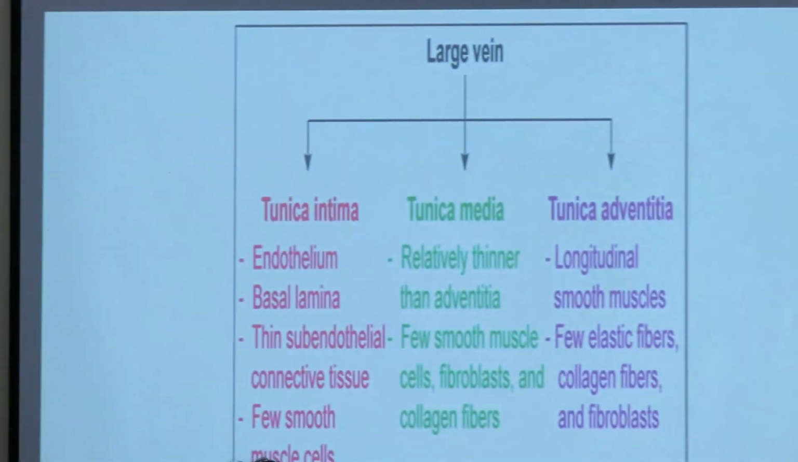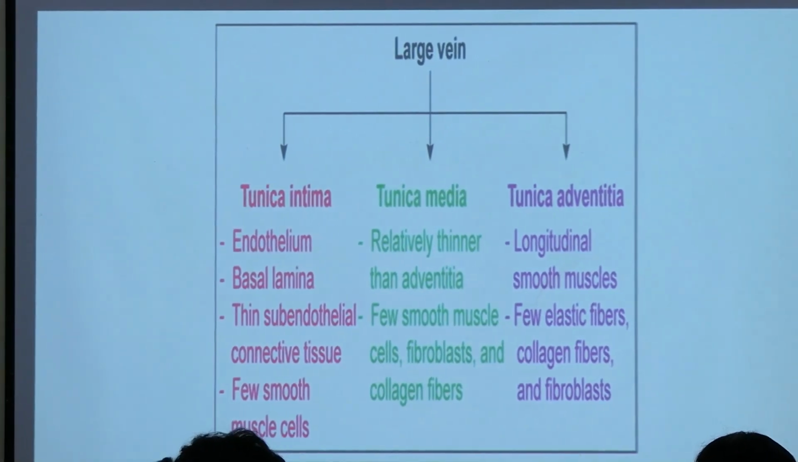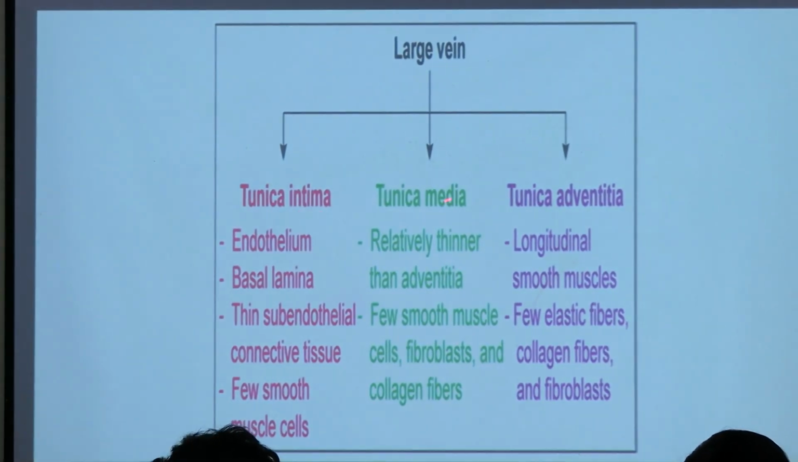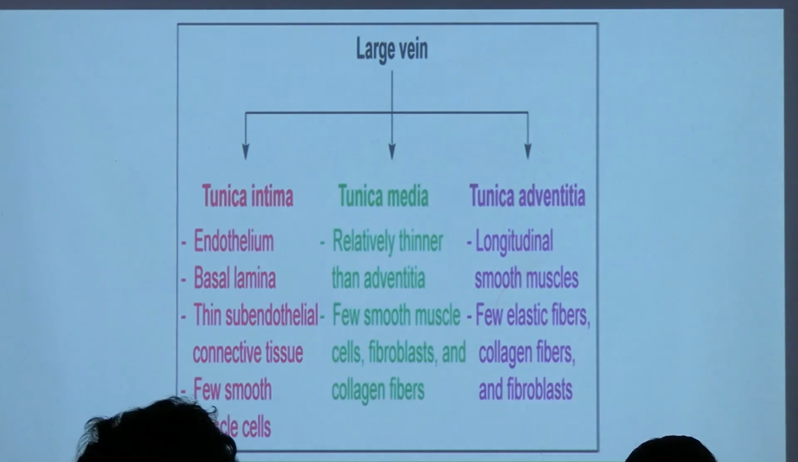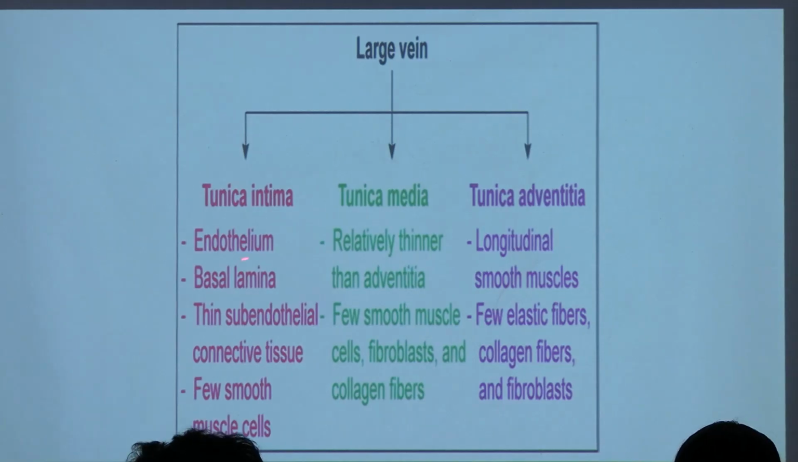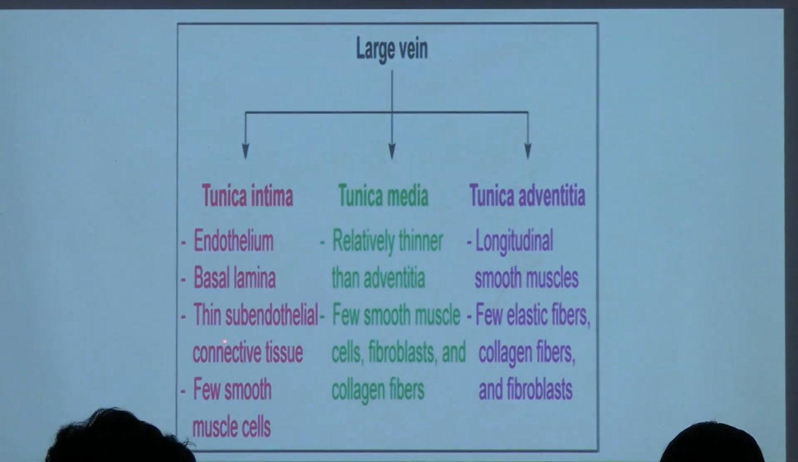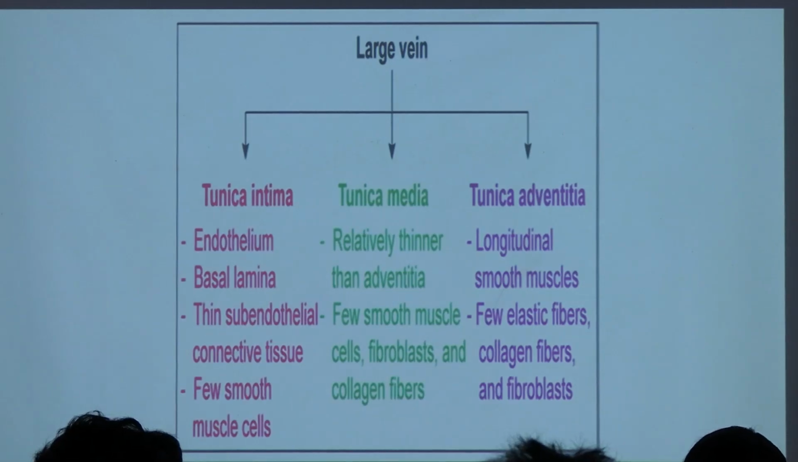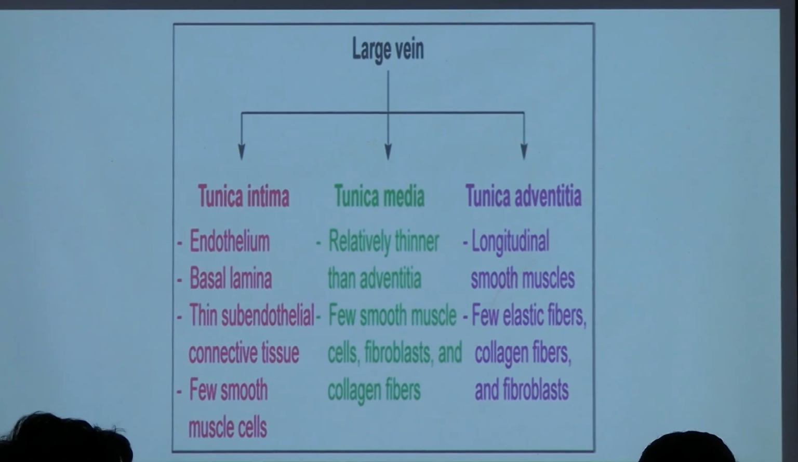So in large vein, again these three layers are present, as you can see. Tunica intima is there, tunica media is there, tunica adventitia is there. Now here you will see the difference. What is the difference? Now if you see the tunica intima, endothelium is there, basal lamina, subendothelial connective tissue. Now here you will not get the internal elastic lamina. Here directly internal elastic lamina is not present.